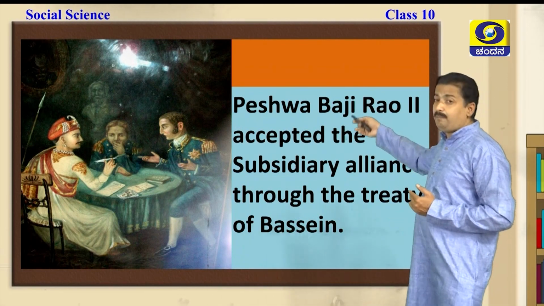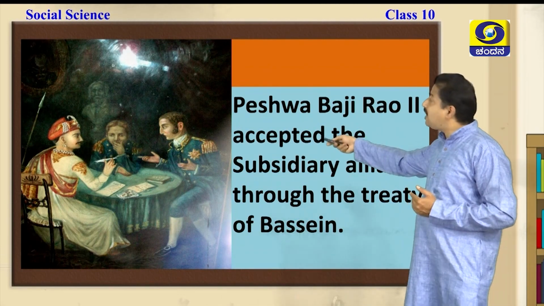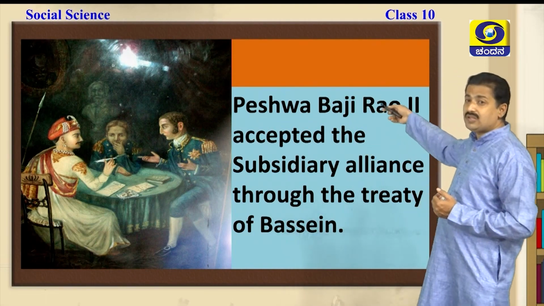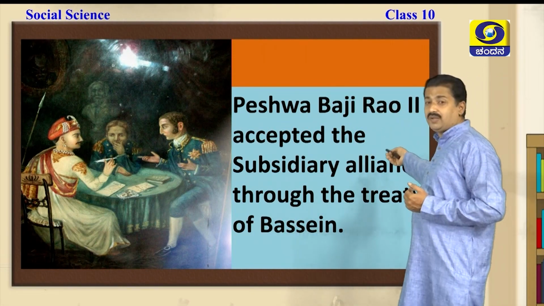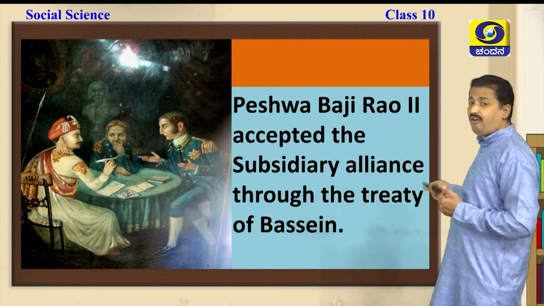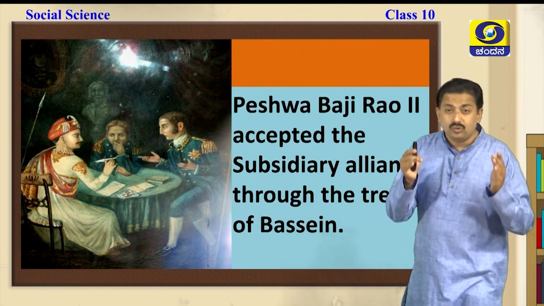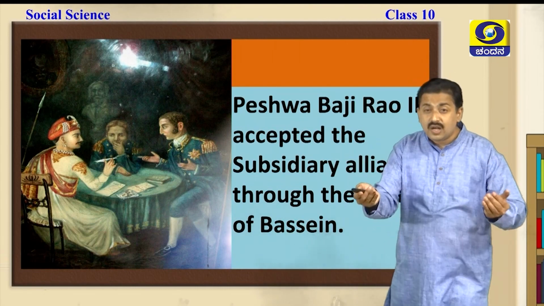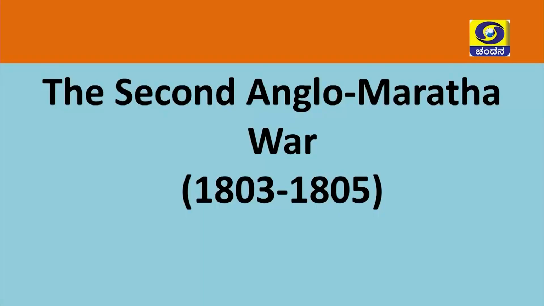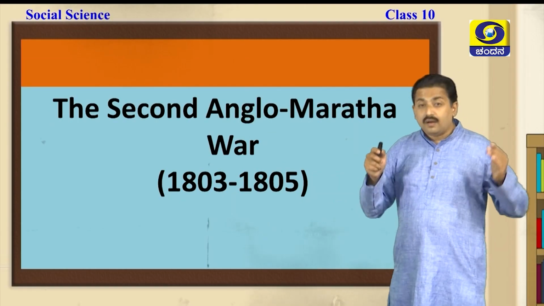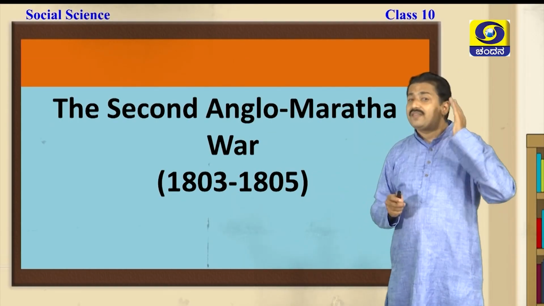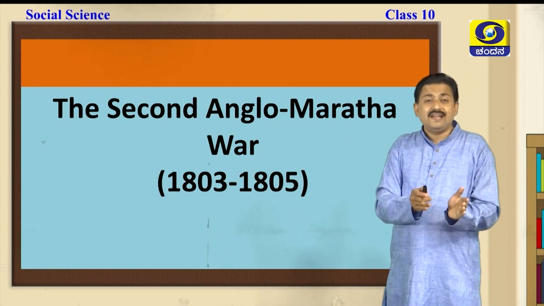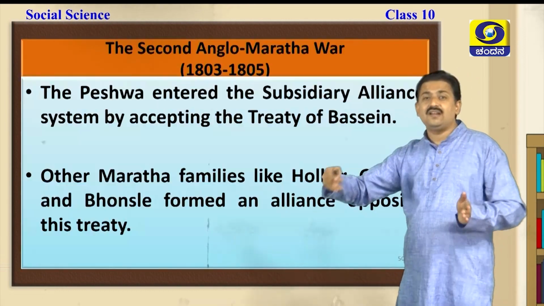Here you have a picture where Bajirao II is signing the subsidiary alliance. So, Bajirao II accepted the subsidiary alliance through the Treaty of Bassein in the year 1803. Now, let us discuss the Second Anglo-Maratha War, which began in the year 1803 and ended in 1805.